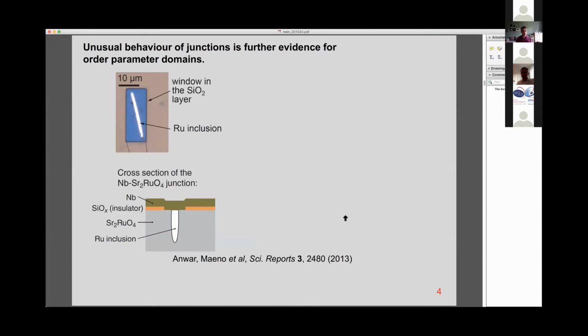More evidence for chirality comes from experiments from the Maeno lab at Kyoto University. So here is a junction between niobium and strontium ruthenate through a ruthenium inclusion. So in this photograph at the top, the brown areas are all covered with silicon oxide, and then the blue areas is where the niobium thin film contacts the strontium ruthenate. The strontium ruthenate itself has an insulating surface layer. So to get a superconducting junction, it's necessary to go through a ruthenium inclusion.